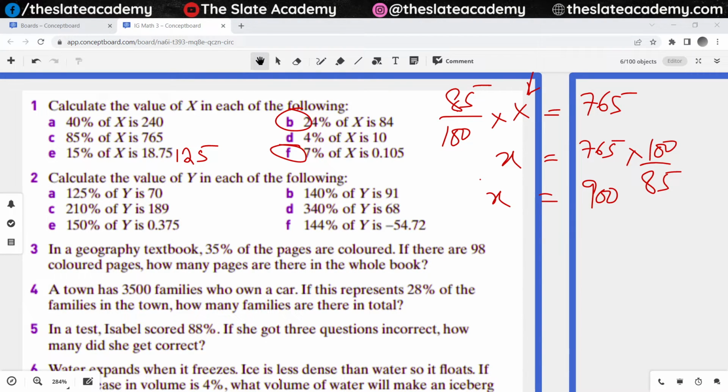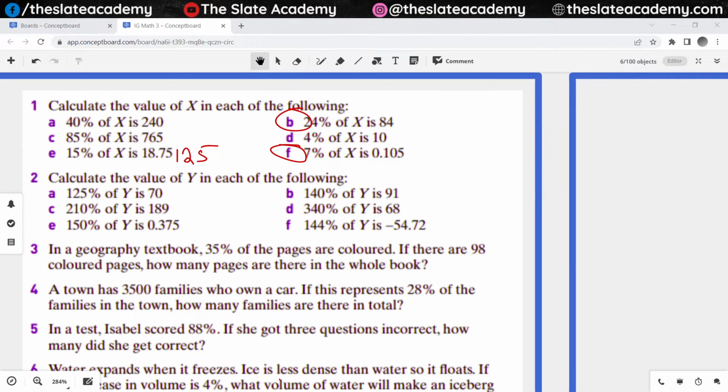So here is how it would be done. Simple, same thing. 7 divided by 100 into x is equal to 0.105. So x will be equal to 0.105 into 100 divided by 7, which is 1.5.